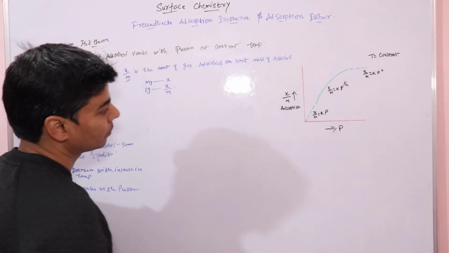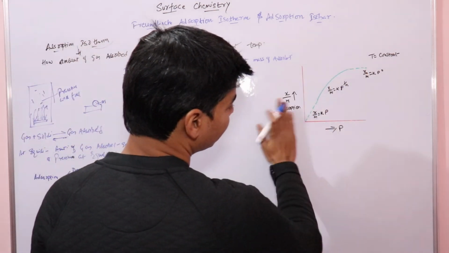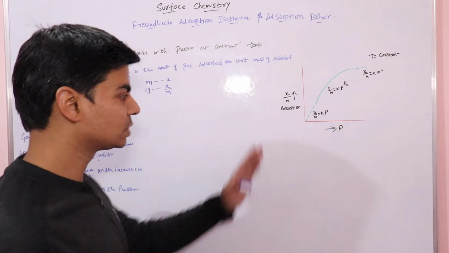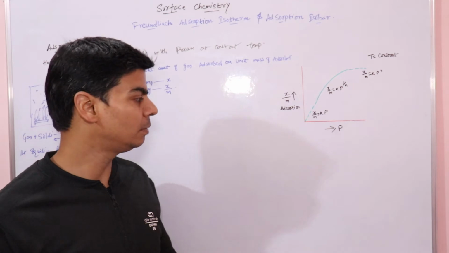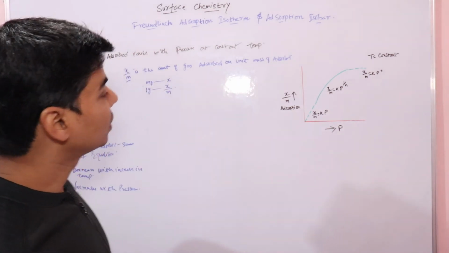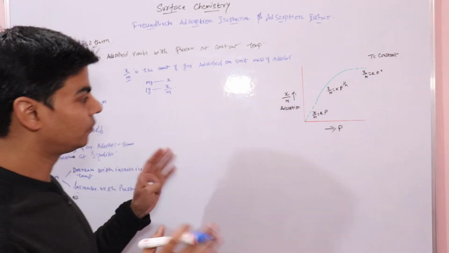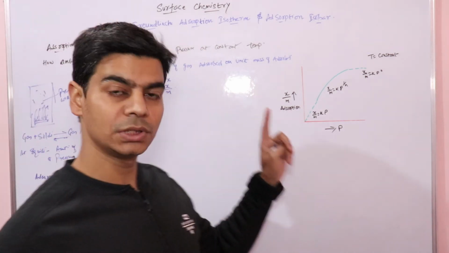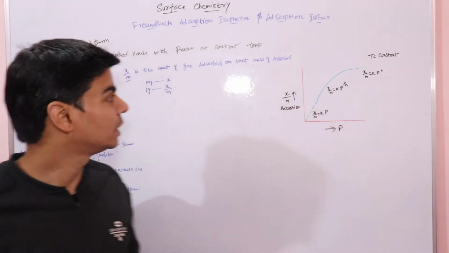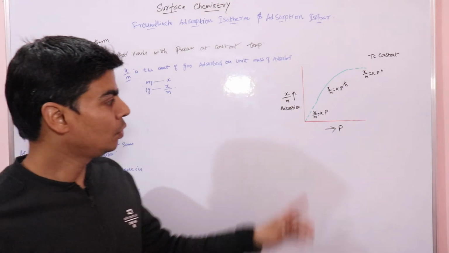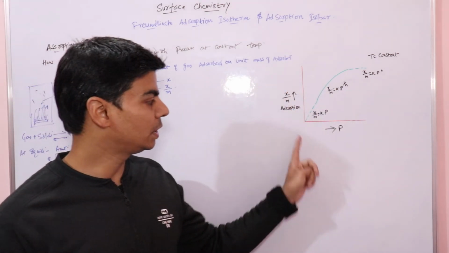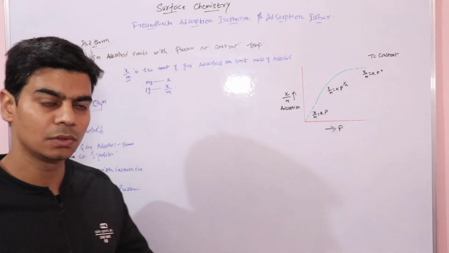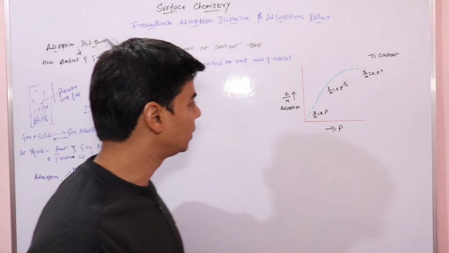The curve that we get is known as the Freundlich adsorption isotherm. Why do we call it Freundlich? Because Freundlich was the first. He was a German chemist, a German scientist, who derived the relationship between the amount of gas adsorbed and pressure P. We'll look at that relationship in a moment.